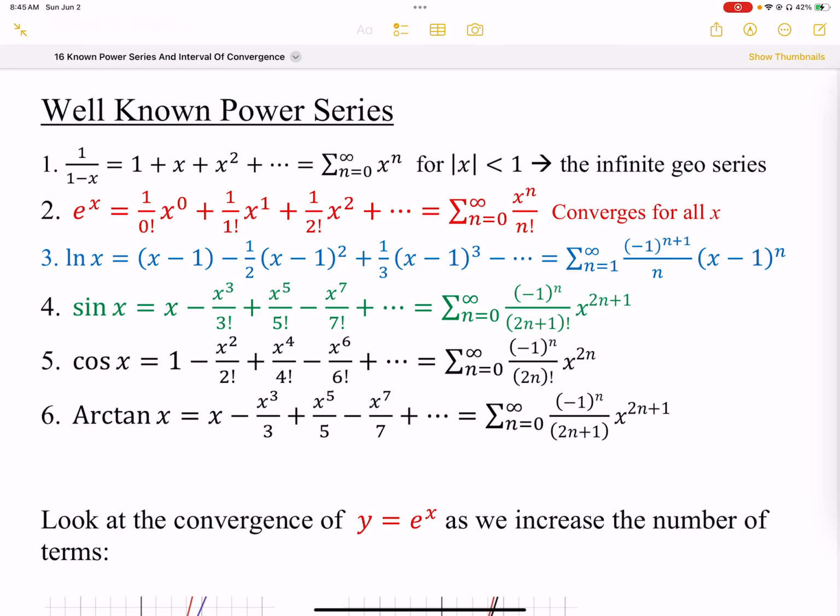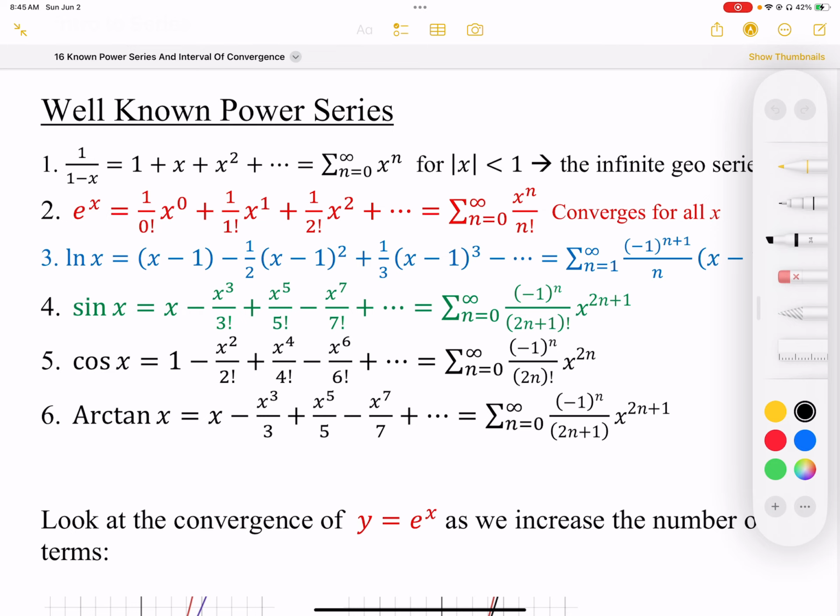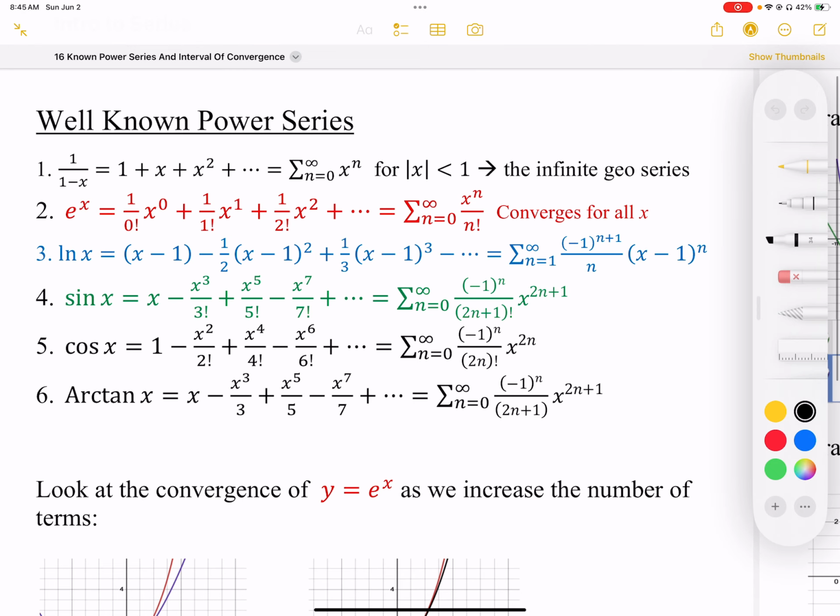There are some well-known power series which are useful to get to know because they do show up a lot, and we can sometimes use these to build other series. The first one that we have here is 1 over 1 minus x. The reason why that comes up is because that's kind of our first power series, and it's just a basic power series without a coefficient. It comes from our infinite geometric series, and so this only converges when x is between -1 and 1.